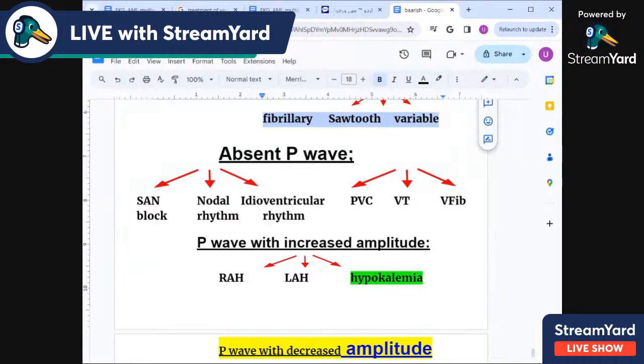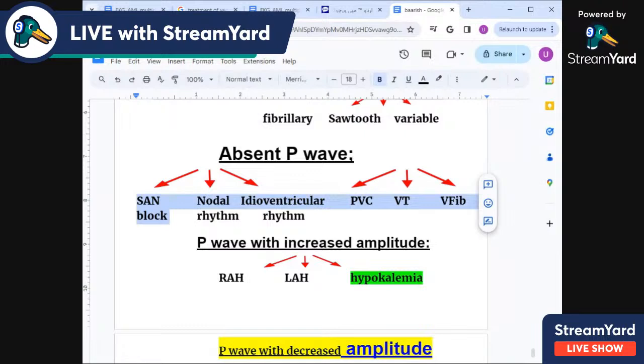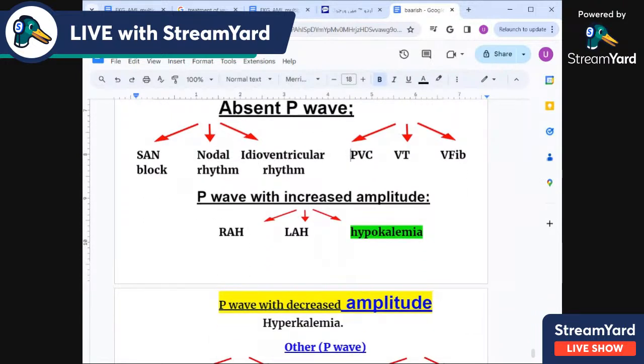The absent P wave causes are SA node block, sick sinus syndrome, or nodal or the junctional rhythm, idioventricular rhythm, premature ventricular contraction, VTAC, and ventricular fibrillation. So these are the causes of absent P wave when it is not present on the EKG: the SA node block, nodal rhythm, idioventricular rhythm, PVCs, VTAC, and VFib.